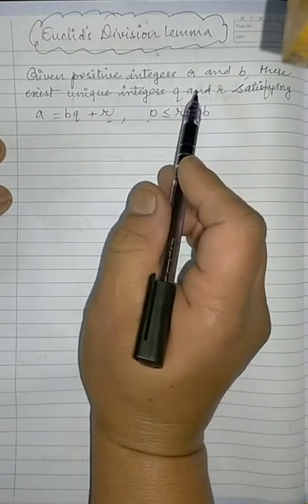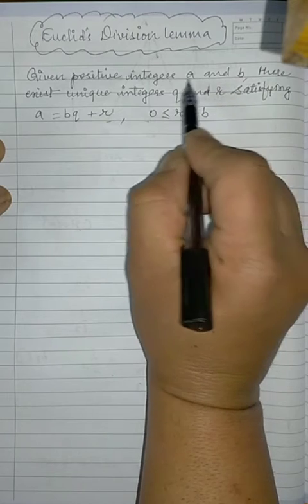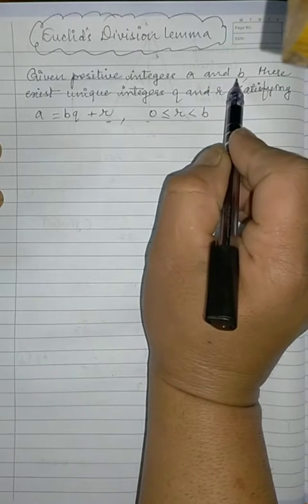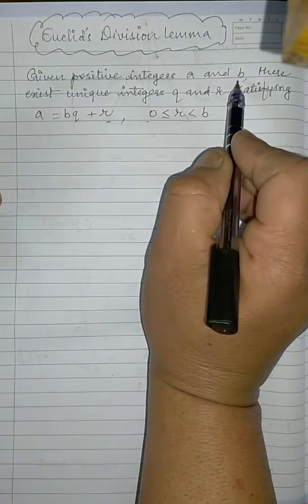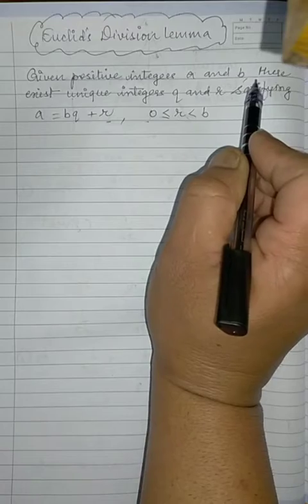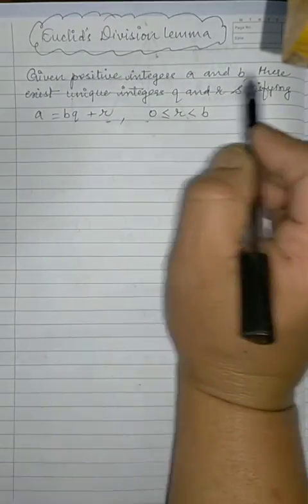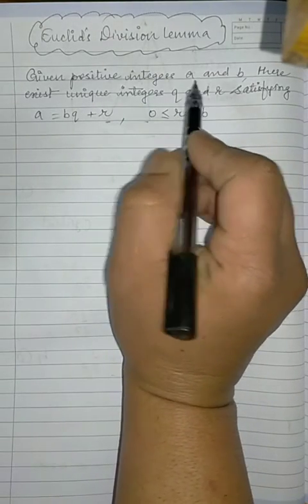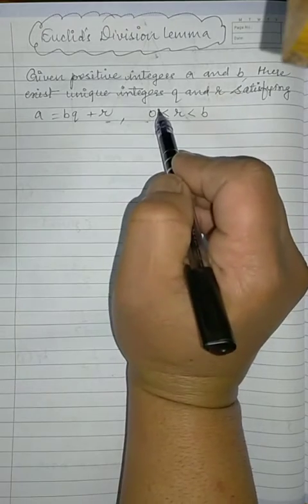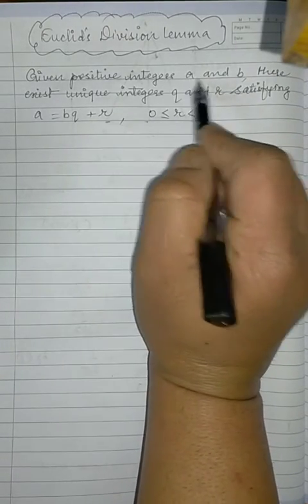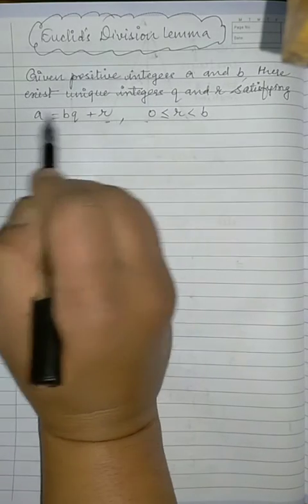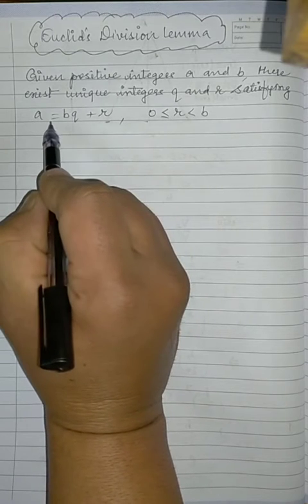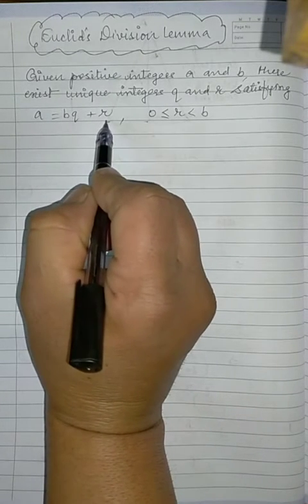Now let me clear you the meaning of this. a and b here are two positive integers, real numbers. Here a is the dividend and b is the divisor, the two numbers for which we can find out the HCF. a is greater than b. So there exist unique integers q and r. This q and r we get only when we divide a by b. And that division of a with b satisfies this relation a is equal to b into q plus r, which simply means dividend is equal to divisor into quotient plus remainder.